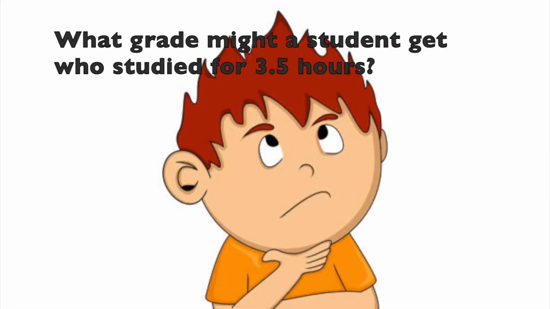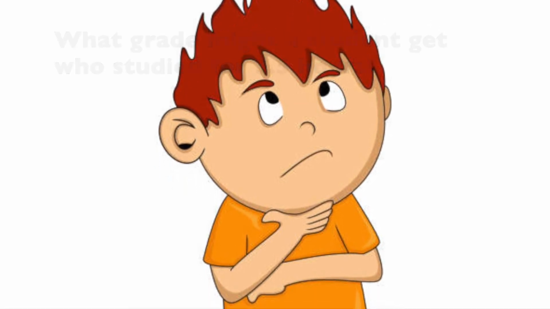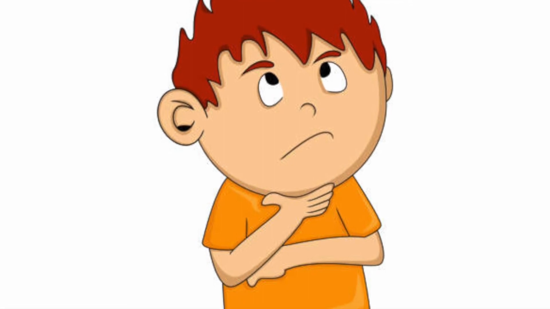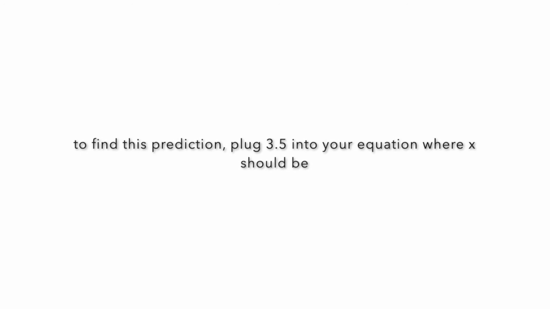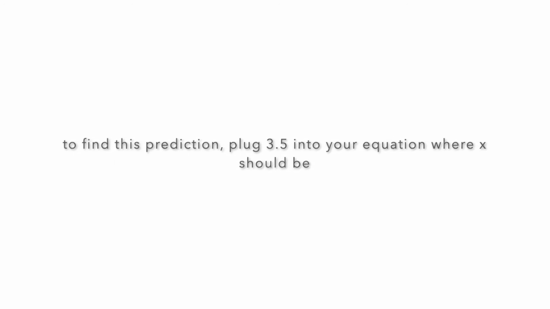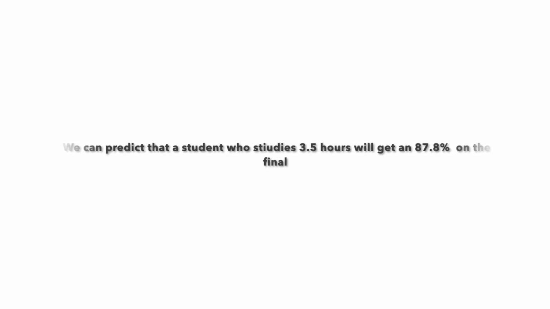Now having the equation for our least square regression line, we can ask the question, what grade might a student get who studied for 3.5 hours? To find this prediction, plug 3.5 into your equation where x should be. Do this now. We can predict that a student who studies 3.5 hours will get an 87.8 on the final.